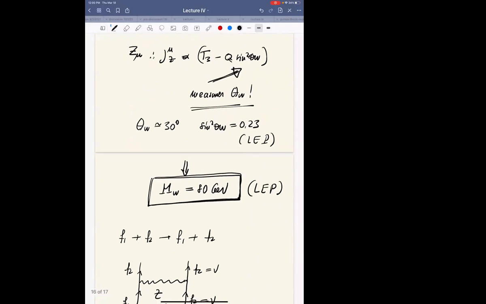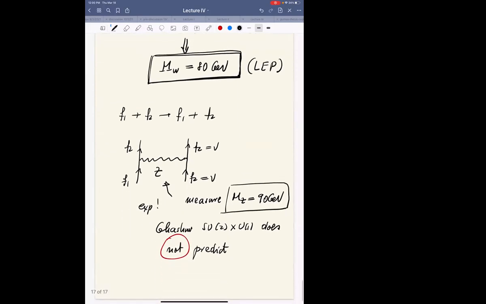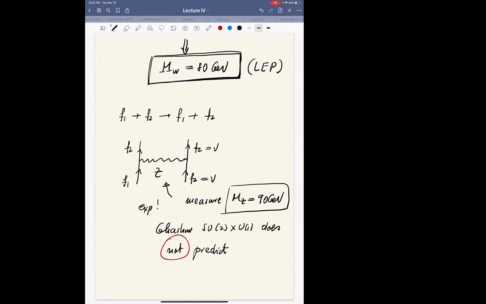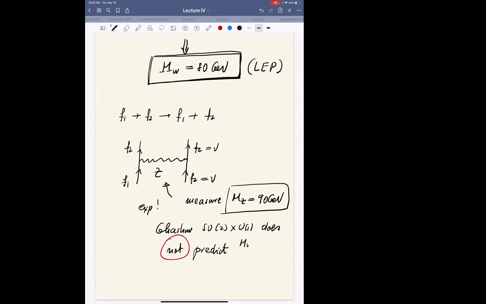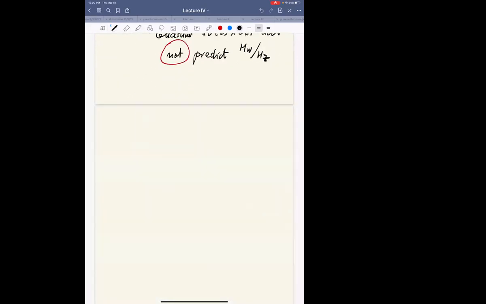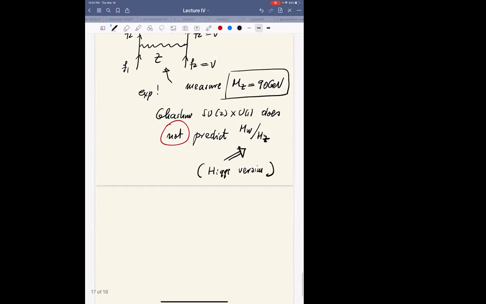I'm correlating the W mass to the strengths of the weak interactions, G Fermi of the beta decay, and the value of theta W. It does not predict the ratio, say, of MW over MZ. That has to be measured, okay? This will be determined later through the Higgs version of the theory, the Weinberg-Salam work, to be taught. But at this point, please remember that I cannot predict it. Okay, this will come later.